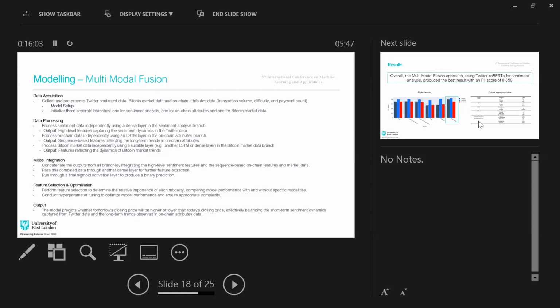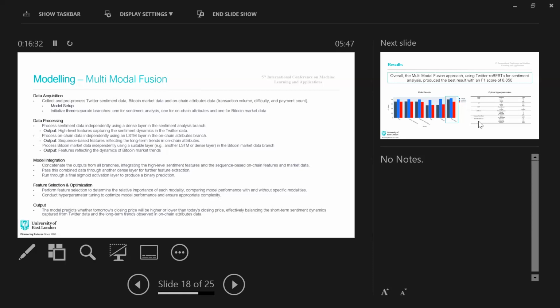So then bringing it all together, we have the model integration. So we concatenate the outputs from all of these branches, integrate the high-level sentiment features and the sequence-based on-chain features and market data, pass this through another dense layer for further feature extraction, and then run it through a final sigmoid activation layer to produce a binary prediction, which is similar to what you would use in logistic regression.